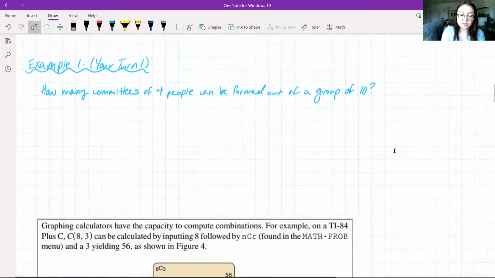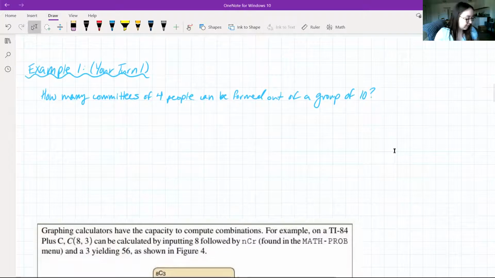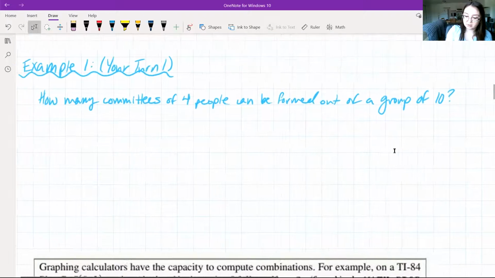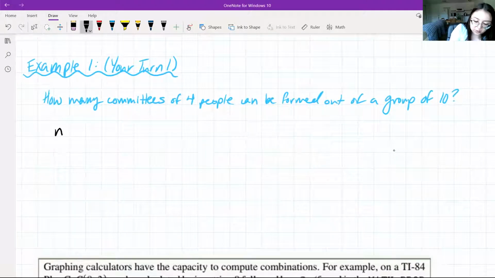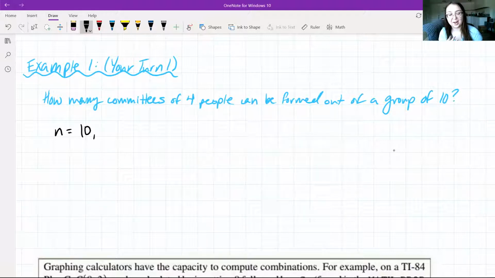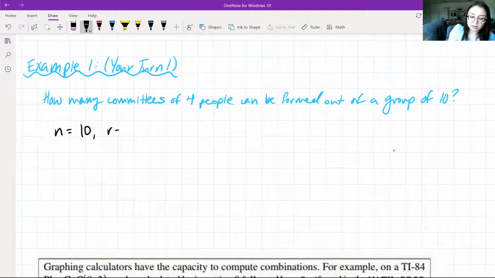All right, so let's do our first example with combinations. So example 1 here is how many committees of 4 people can be formed out of a group of 10. So we have a total, or n value, of 10 people, and we want committees of 4 people. So we have 10 in all and we're taking 4 at a time. So we know that our r value is going to be 4.